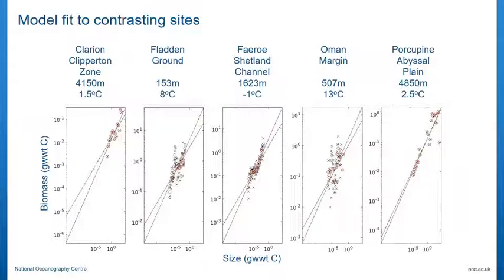So what you're seeing in the plots is a log-log plot of biomass versus the size of an organism. So these are essentially the distribution of biomass against size. And you can see that for the most part, the model, which is the red line, actually gives a good fit to the observations that we have. And this is using a single parameter set. So the model that we have is globally applicable, at least based on the fact that it can capture the dynamics of these 5 rather contrasting sites.